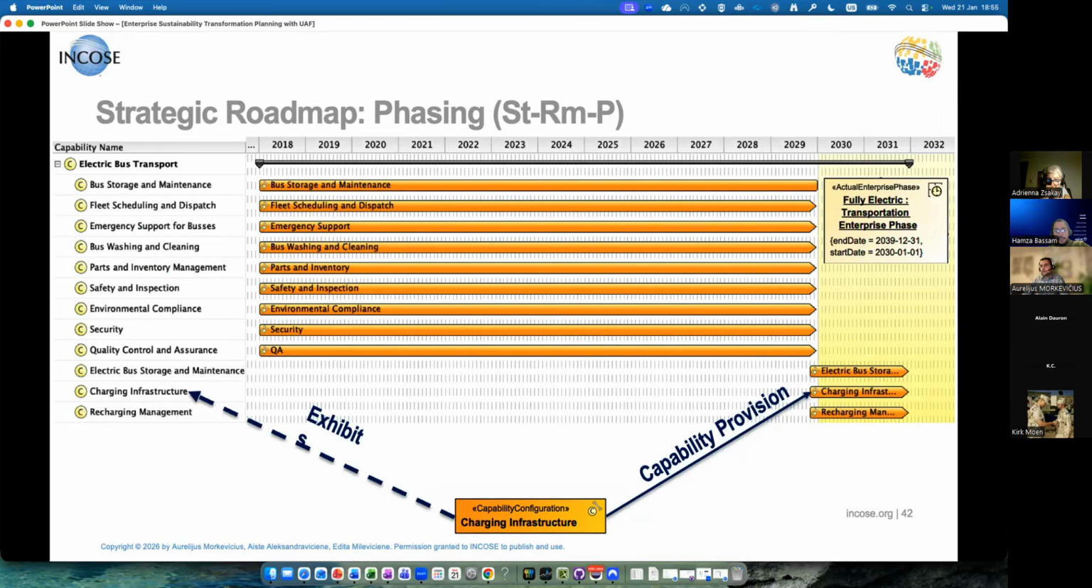Again, the similar view as I showed you before, and in this case, as you can see also in yellow, we show that there is the fully electric transportation phase, and by this date, we need to have all of the capabilities that we identified available. They're tested, they're deployed, and then we can say, okay, we achieved our strategic goals, and we move towards fully electrical. But in case some projects get delayed and we're not there, then we need to analyze and update our planning.